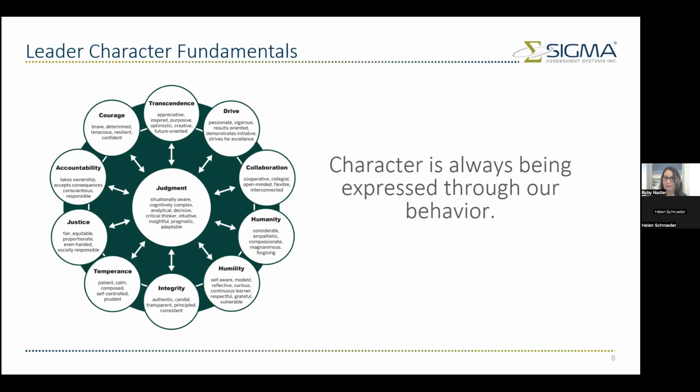So we're going to do that in a second. This practice is called character spotting. And it's a way to help you recognize, what does character look like in other people? How can I know someone is expressing those dimensions? So I'm going to give us all a few examples and just talk about how character shows up.